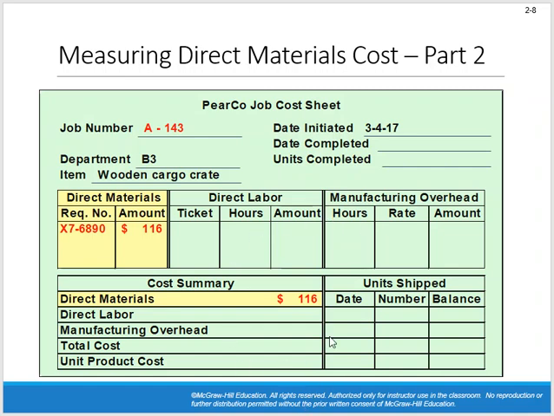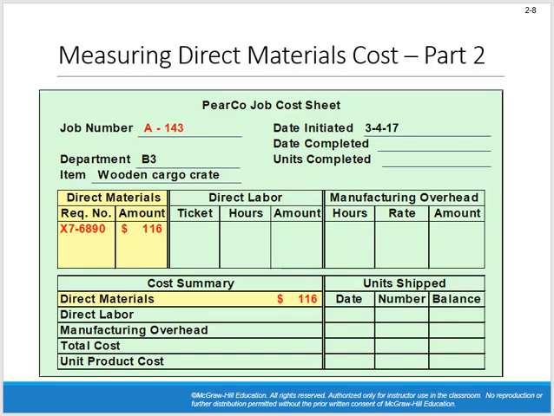So we put the $116 here on the job cost sheet for direct materials. So we've specified that. We've tied it to our materials requisition. So we're tying out our documents. And again, whether they're paper or in a computerized system, we want to tie our documents together to create supporting evidence for what we're doing.